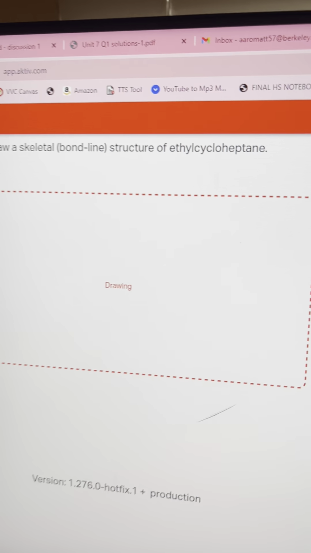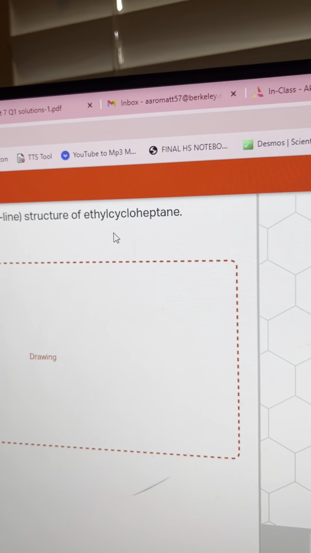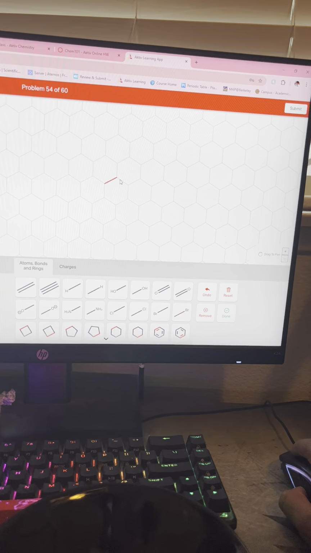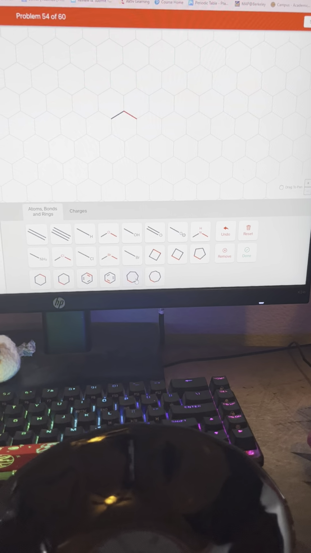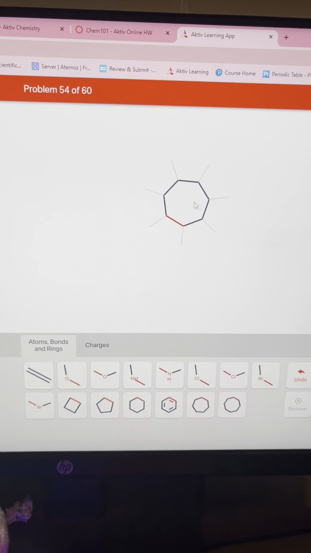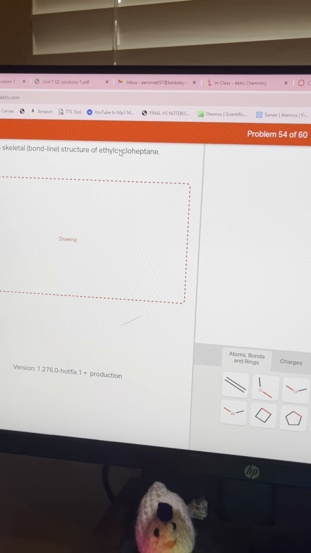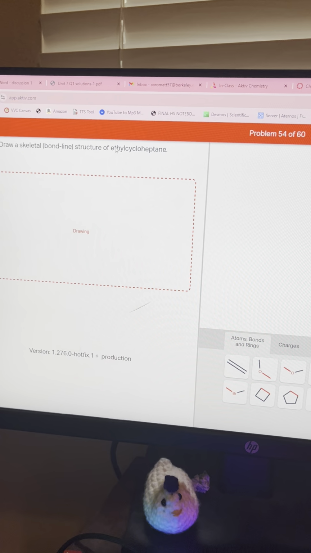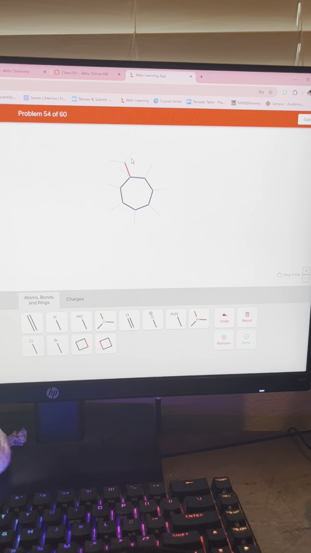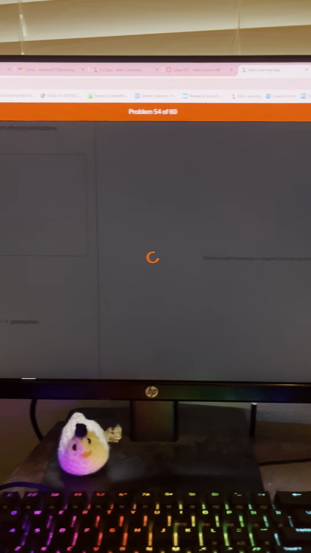Next, we have ethyl cycloheptane. So heptane first, we do a 7-sided shape. It'll give you how to do it. So we have a 7-sided shape like this. And remember, cyclo means that it has to be a closed shape. And then we have ethyl. It's not telling us where it's at, so that just tells us we can add it anywhere, and it'll be fine. Wait, ethyl. Sorry. Ethyl is 2, like that. It's branching.